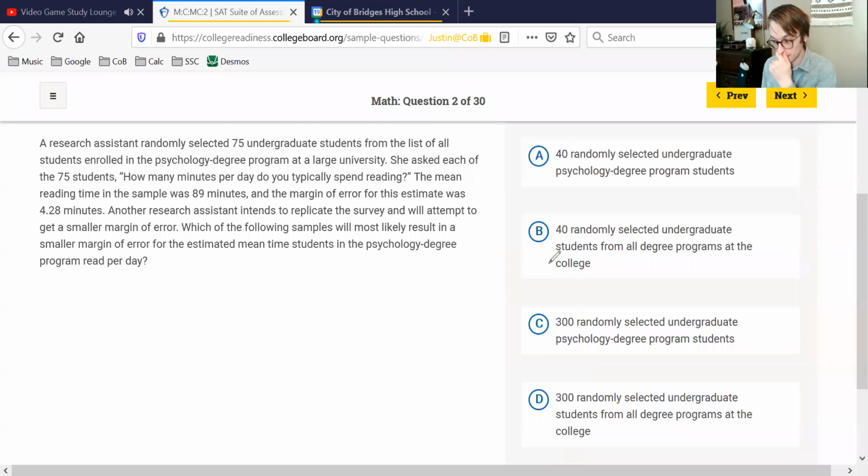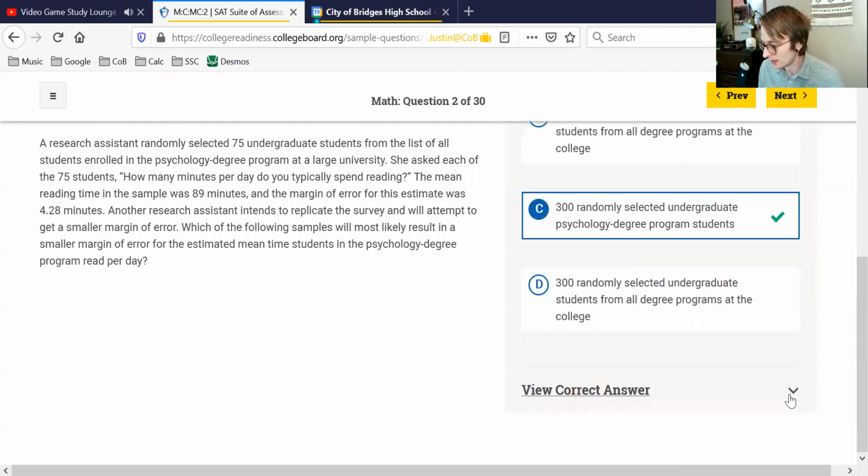Anyway, so it looks like C is our answer because we have more students to ask, and they're all in the same degree program. So they're all pretty similar to each other, or we could assume they're more similar to each other than if we chose all degree programs. And so I'm going to say that the answer is C. Let's check to make sure that I didn't mislead you here. And yep, the right answer was C.